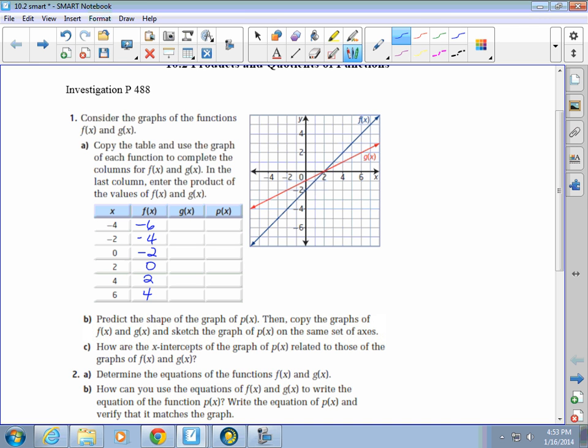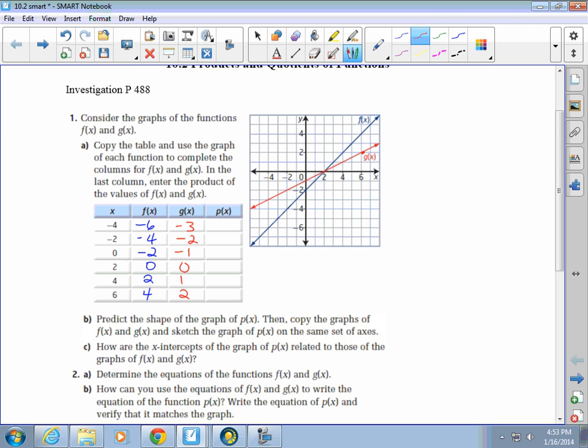g(x) is the red graph. So if we do the same thing at those x values, or input values, what is the output, or the y values? So at -4 we have -3, -2 is -2, -1, 0, 1, and 2. So when x was 6, my g(x) value was right there at 2.